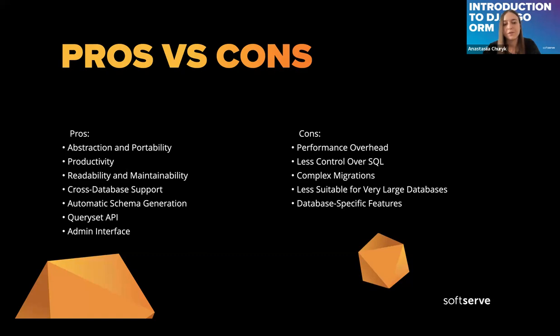Another pro is the admin interface. Django provides an admin interface for managing database records without writing custom views. So you can just add your testing data manually and test all the model logic pretty quickly. About cons, performance overhead. ORM introduces some performance overhead compared to raw SQL, especially for complex queries. So sometimes it's better to execute a pure SQL query, which can also be done with Python, so you will not have to go to your SQL files or similar.